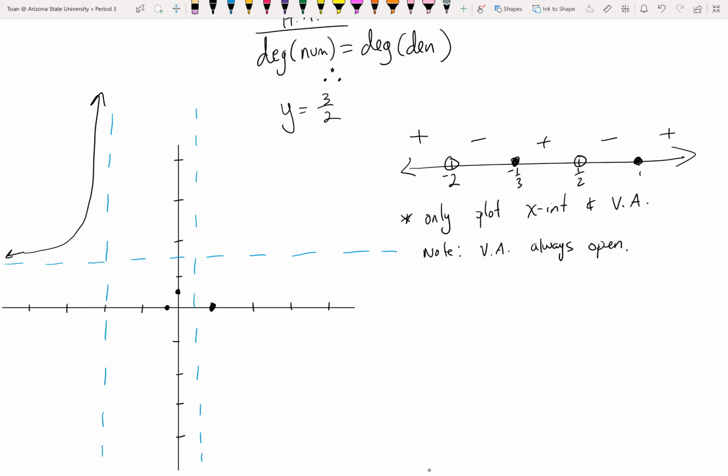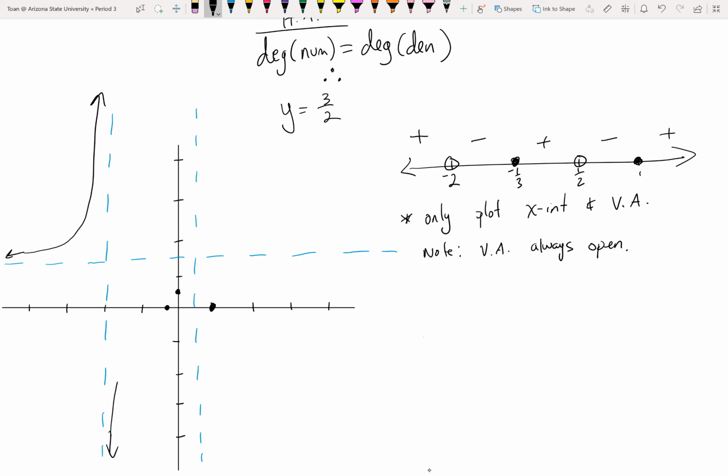All right. Sketching rational functions is like driving a manual car. Starting is the hardest part, but once you get going, it's just smooth. It's gravy. So let's read. After the vertical asymptote at negative 2, what does it say? I need to be negative, right? So I know I'm not going to start on top, but I'm going to start on the bottom.